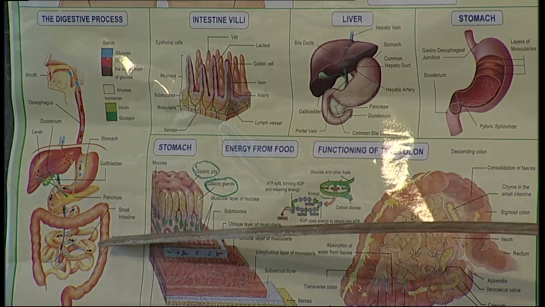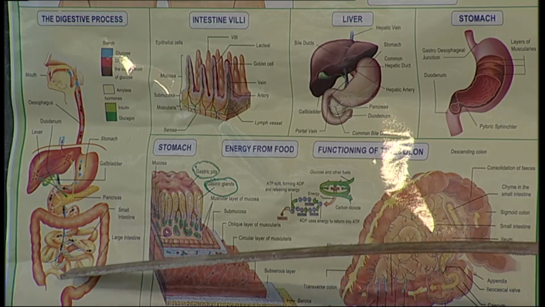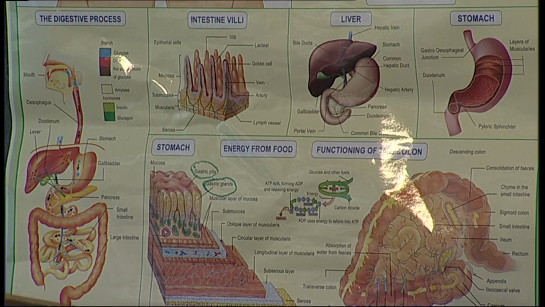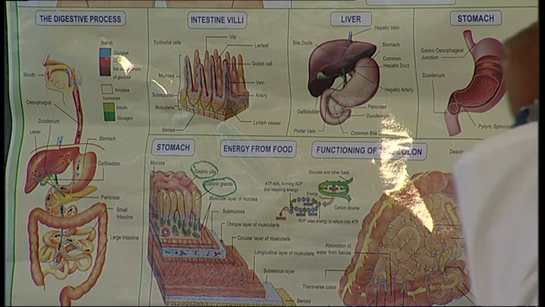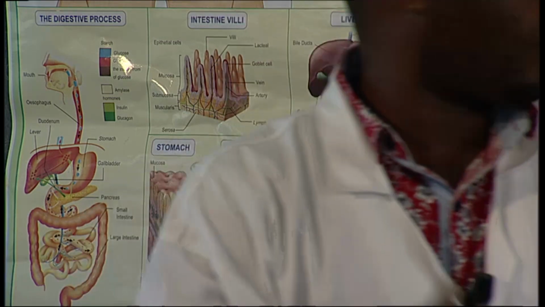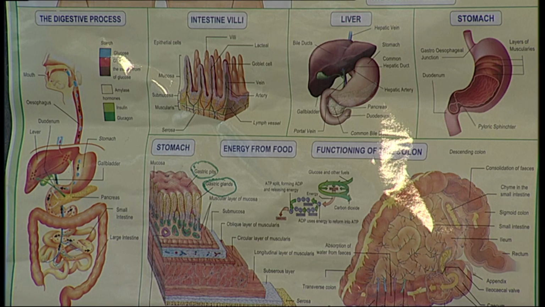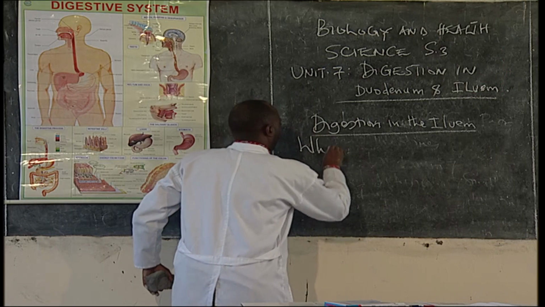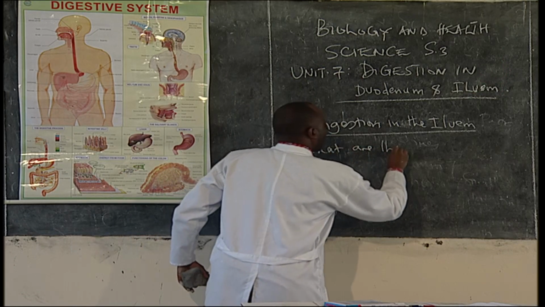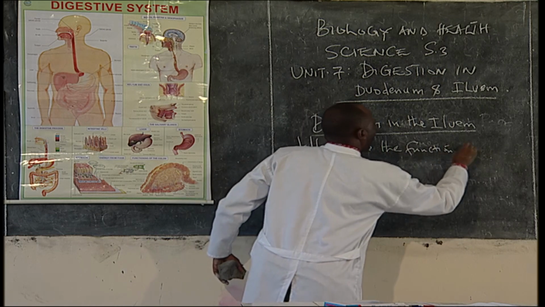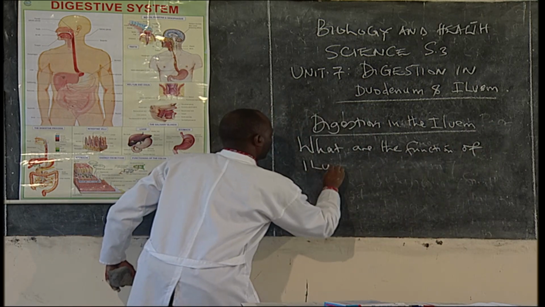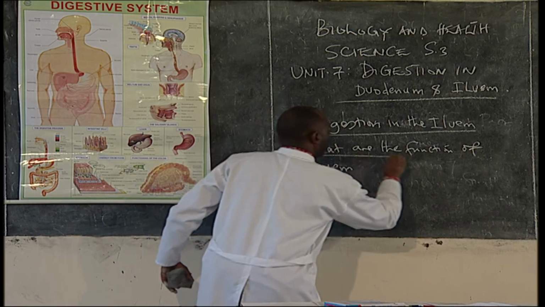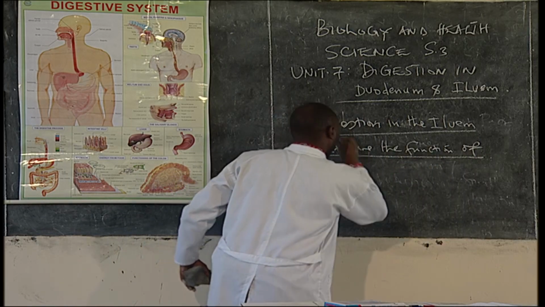We have now the small intestine. The last part of the small intestine is called the ileum. In the ileum, that's where absorption takes place. Let's first think about what the functions of the ileum are, students. What are the functions of the ileum, which is the third part of the small intestine?